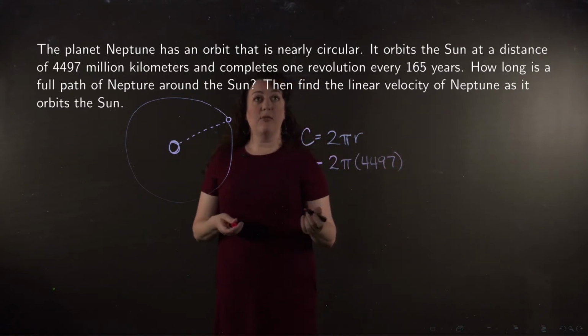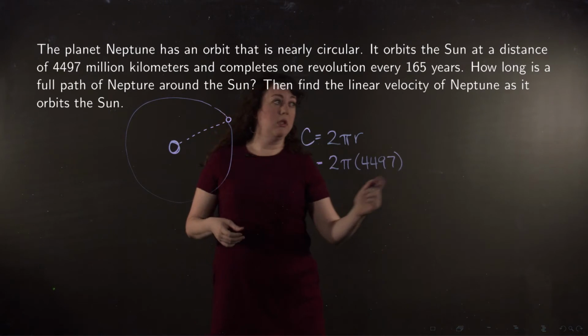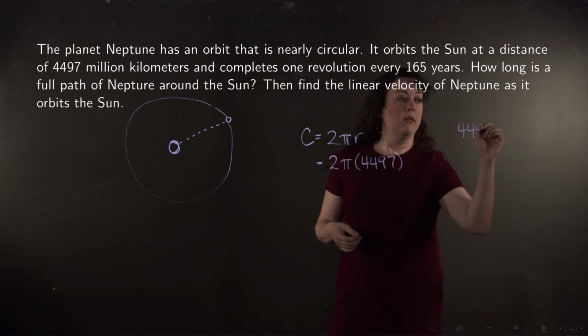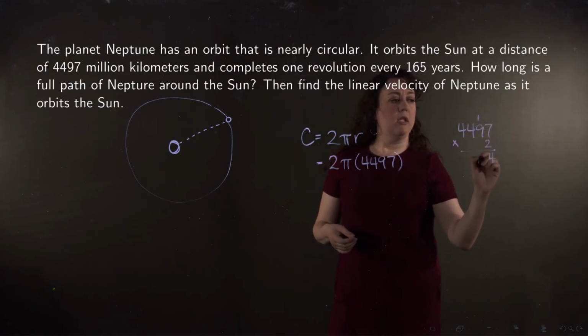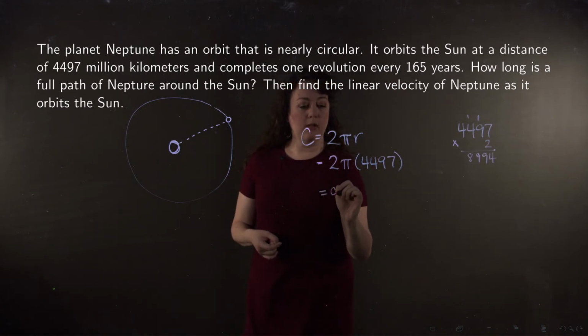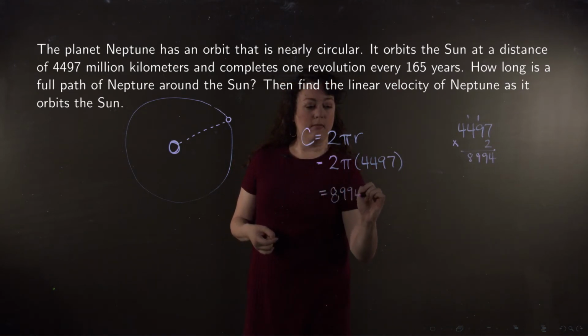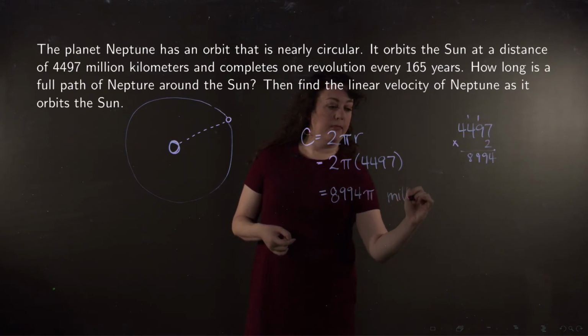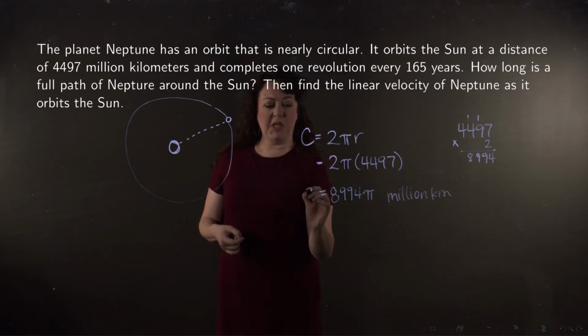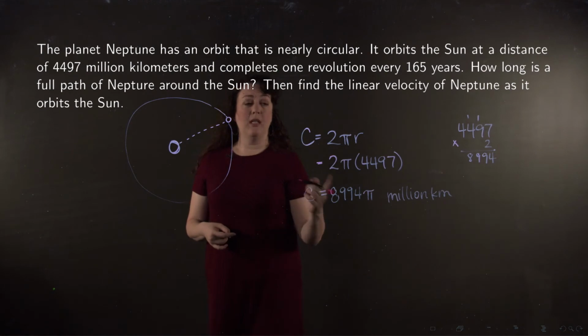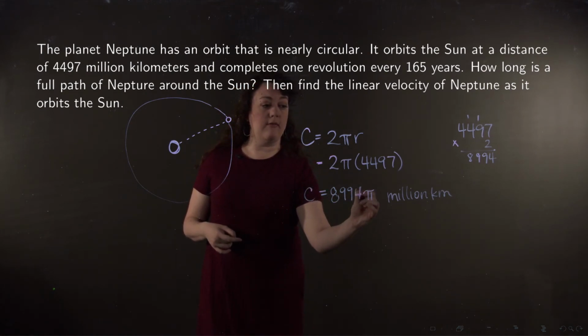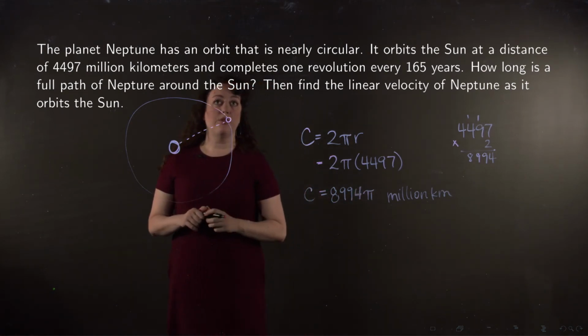So I just plug that in. 4,497 times 2 is going to give me 14, 19, 9, 8. So 8994 pi million kilometers. And since we don't use calculators in this class, we don't want to type that in and get a decimal approximation. The exact answer is 8994 pi million kilometers.